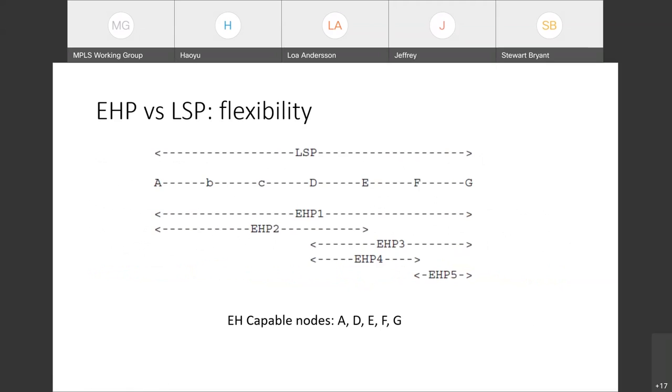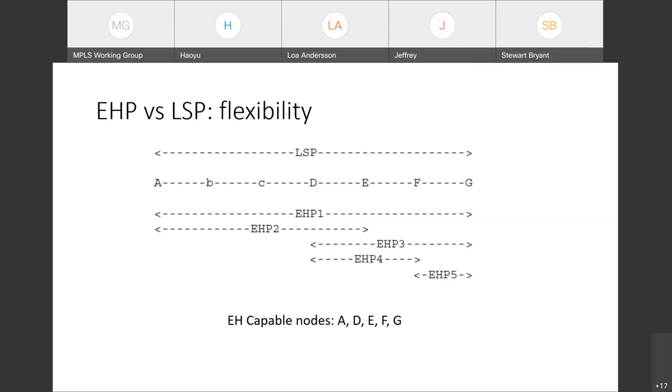This is an example. We have a label switch path from node A to G. The uppercase nodes, such as A, D, E, F, G, are extension header capable. But the lowercase nodes, like B and C, are extension header incapable. On this label switch path, we have set up five extension header paths, which means on each path we will add a new extension header to it. For example, the first path EHP1 is from node A to G, it covers the entire label switch path, and we have some other paths as well. We can see that some of these EHPs can overlap partially.